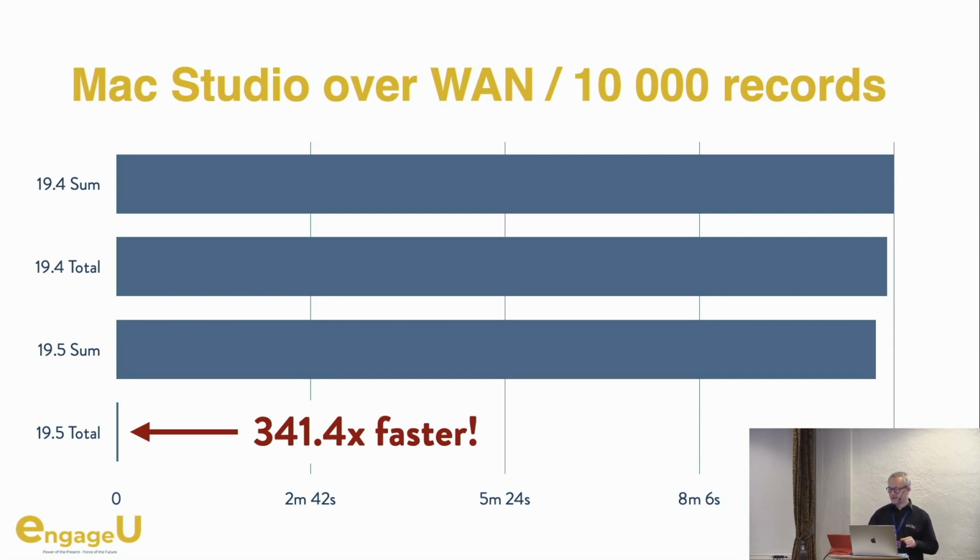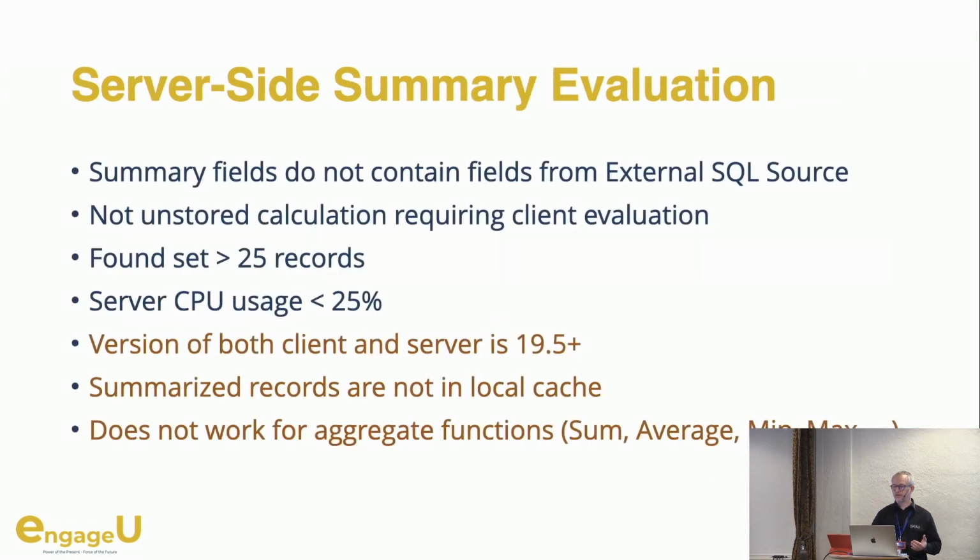The point, however, is it needs to trigger. It needs to happen. So you have to be aware of when FileMaker will actually use this feature. The blue points here are what's published in the official Claris help. So it's obvious that this is documented. What's kind of expected, but it's not mentioned in the help, is that both version of the client and the server need to be at least 19.5.